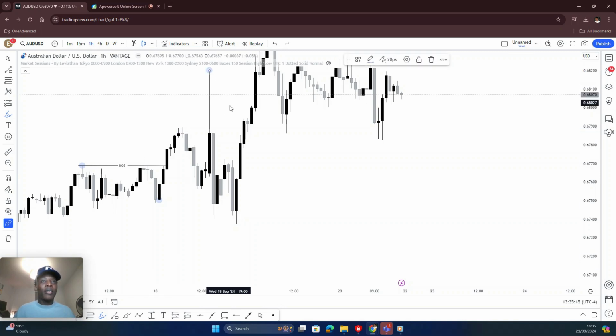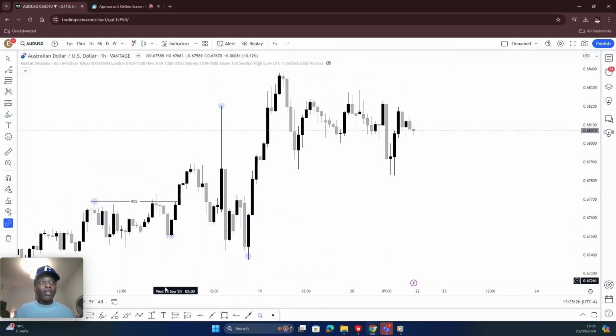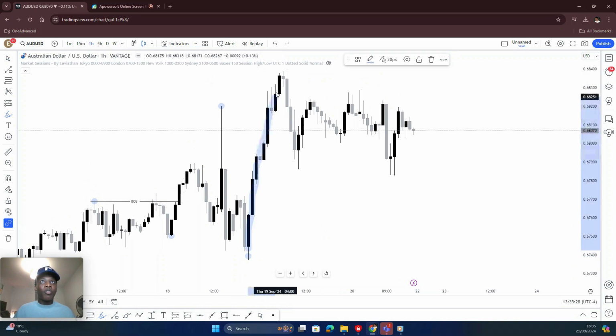Our higher high is here, and this is our valid higher low, because this low kind of led to a break of structure to the upside, right? So we're going to come through and mark this as our break of structure.